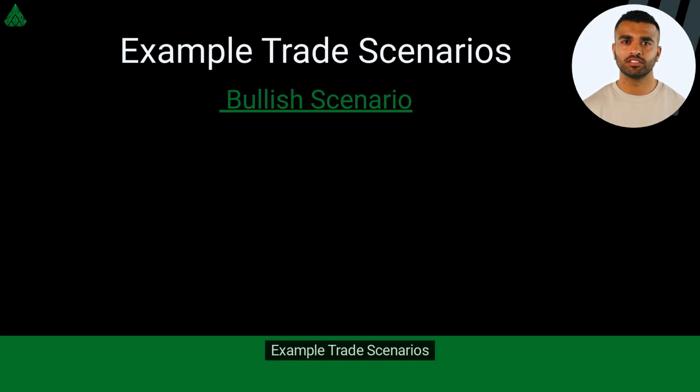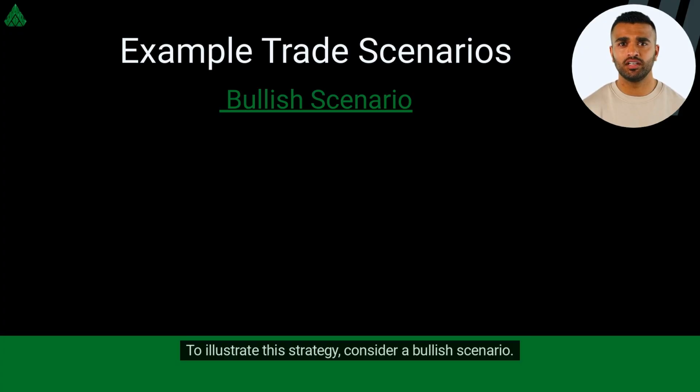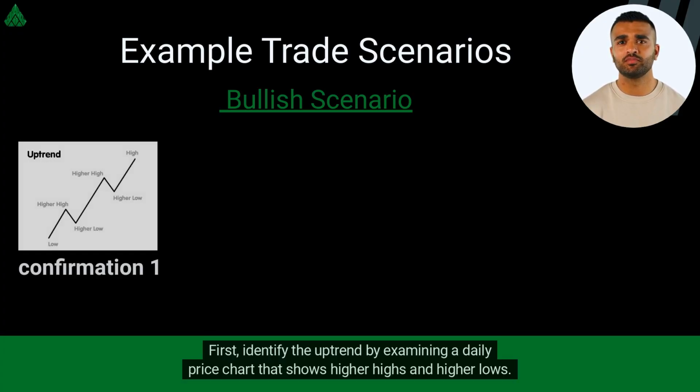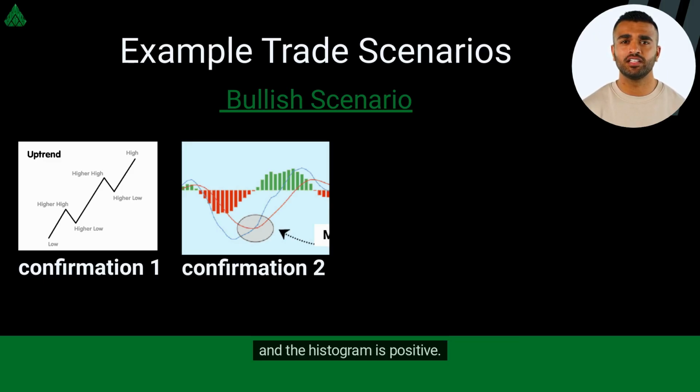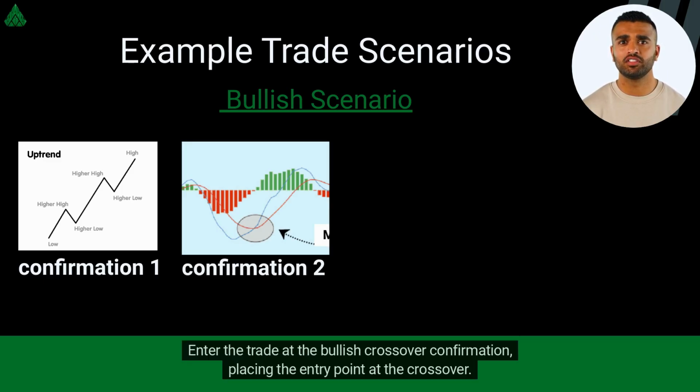Example trade scenarios. Bullish scenario. To illustrate this strategy, consider a bullish scenario. First, identify the uptrend by examining a daily price chart that shows higher highs and higher lows. Next, look for a bullish crossover on the MACD chart where the MACD line crosses above the signal line and the histogram is positive. Enter the trade at the bullish crossover confirmation, placing the entry point at the crossover.